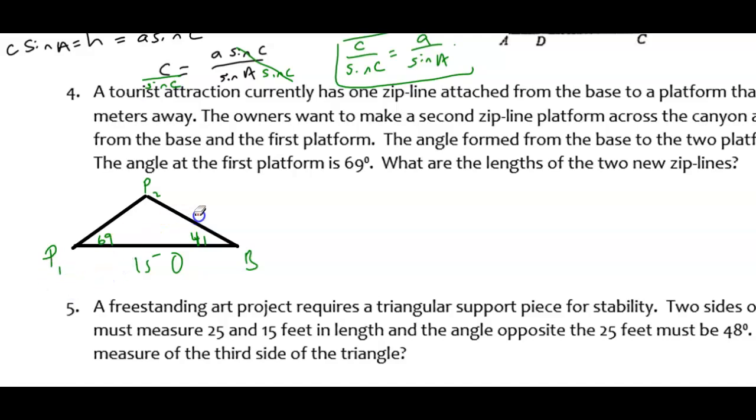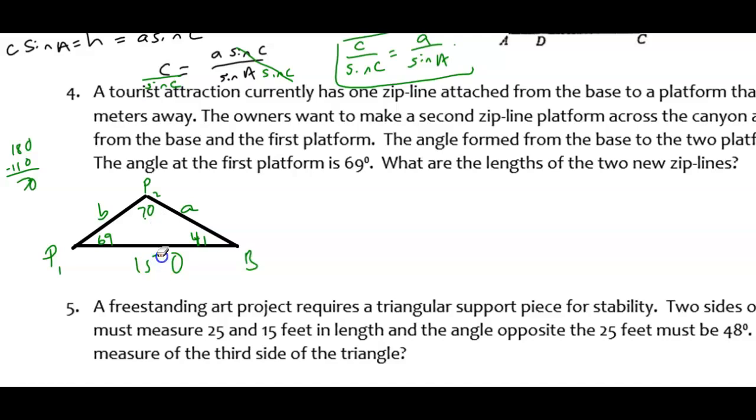So this is P1. We'll call this side A right here. And we'll call the base side B. So they want to know how long this zip line is, how long this zip line is. So first, so I can use the law of sines, I want to find this third angle right here. So 69 and 41, that's 110. So 180 minus 110 is 70 degrees. So this angle right here is 70.